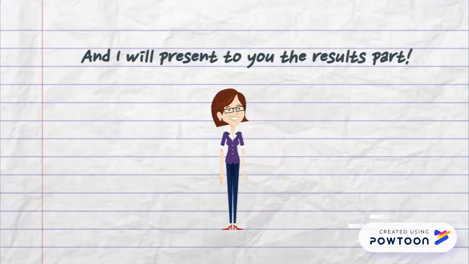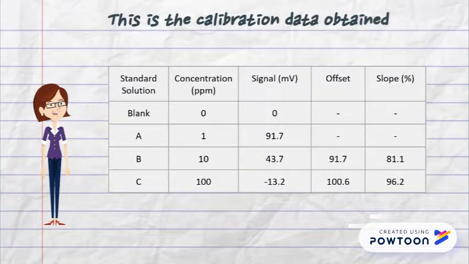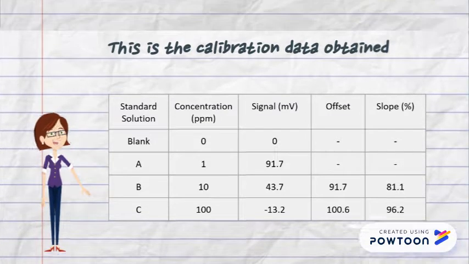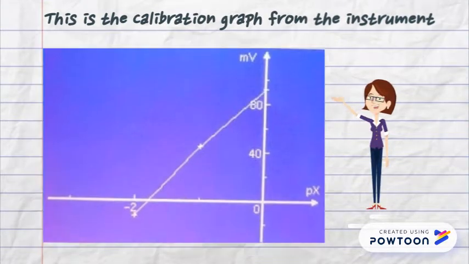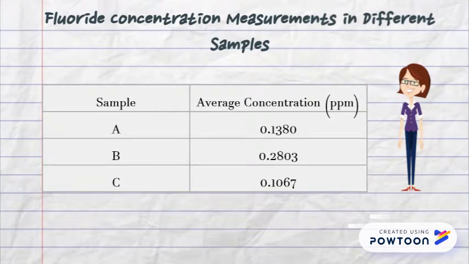After the introduction, I would like to present to you the results of our experiment. The table shows the calibration data obtained by using a blank and 3 standard solutions. The image shown is the graph that appeared on the instrument after the calibration procedure was carried out. After the calibration data was recorded, 3 samples of unknown concentration were used to carry out the experiment.